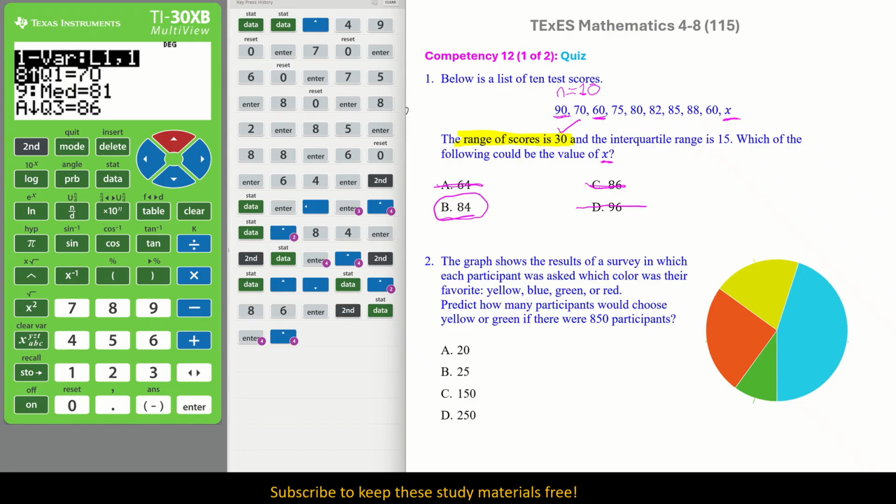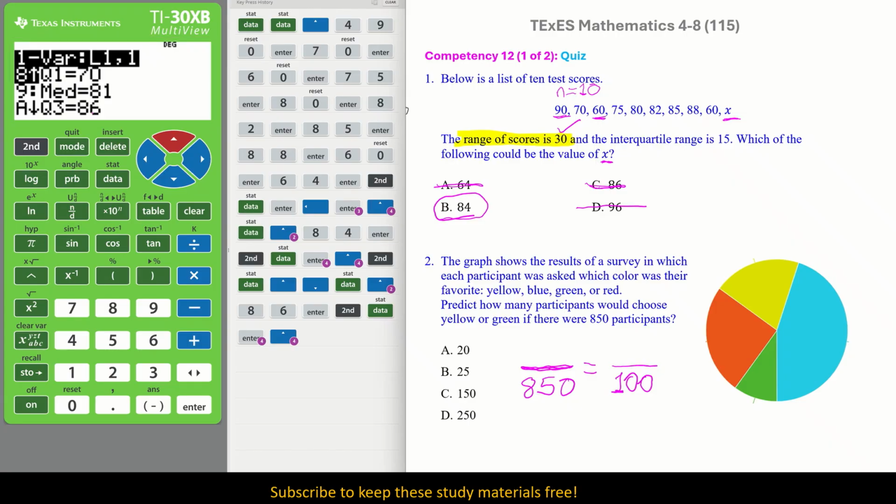Predict how many participants would choose yellow or green if there were 850 participants. So this is what we have to deal with. We have a part over total situation equals this. I'm going to go ahead and do a setup with a percentage. That way it's quick to put in the calculator. Okay. So we have 850. That's my total. Percentage wise, 100 is always your total percent.